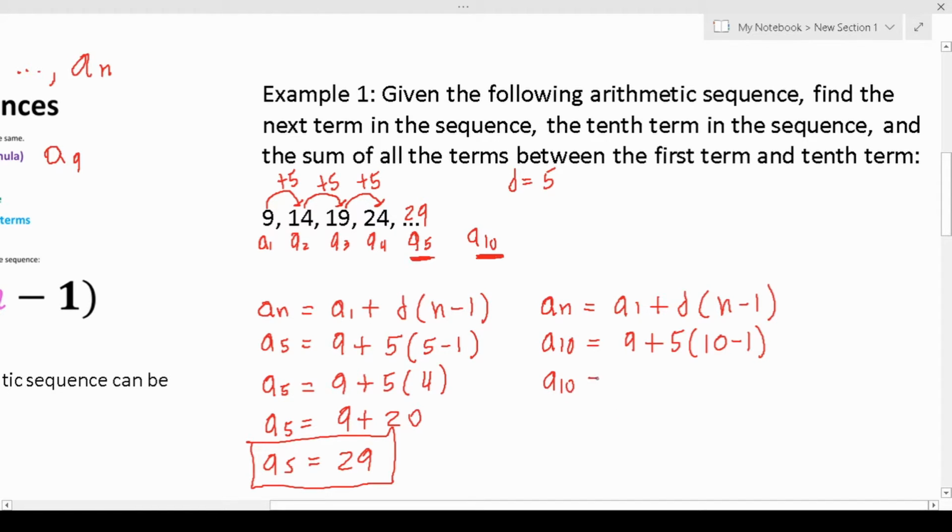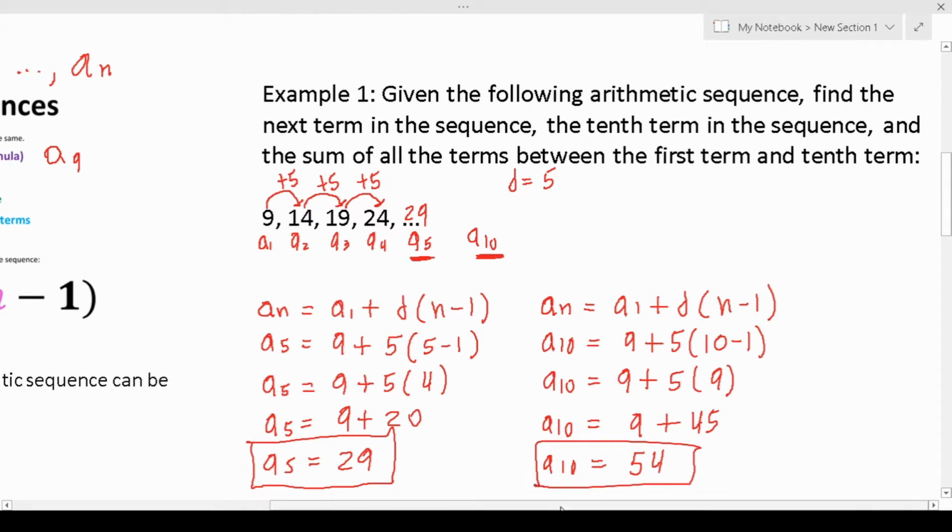a sub 10 equals 9 plus 5 times 10 minus 1, which is 9. a sub 10 equals 9 plus 5 times 9, which is 45. Let's work this out. a sub 10 equals 9 plus 45, which is 54. So the 10th term in this sequence would be 54.